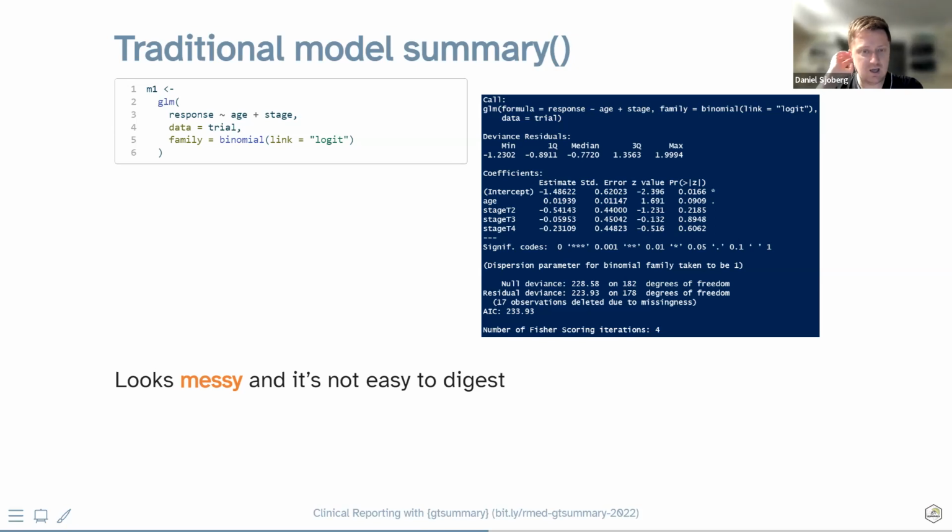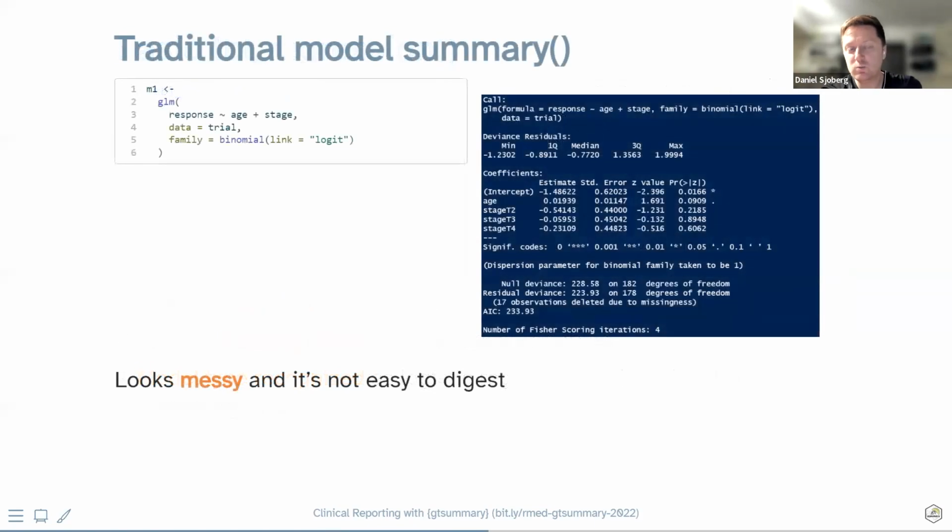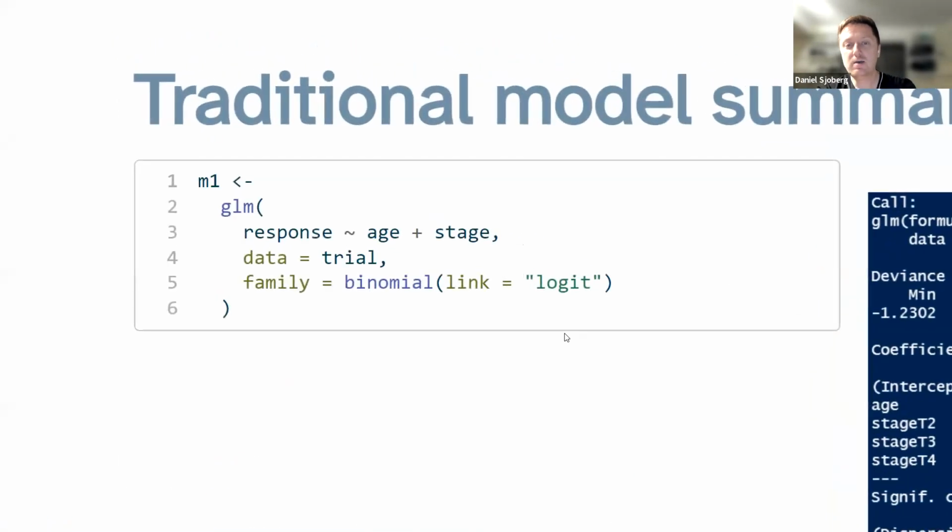So we wanted a nice way to make this publication ready. So tbl_regression. Just quickly, we define this object m1. It is a logistic regression model, meaning that our outcome is binary, yes or no, did you respond to the treatment? And on the right-hand side of the tilde, the formula, we're doing age and stage. So we're saying, do age and stage predict response to treatment? We're using, again, the trial data set, and we're specifying the logit link to indicate that we're doing a logistic regression.